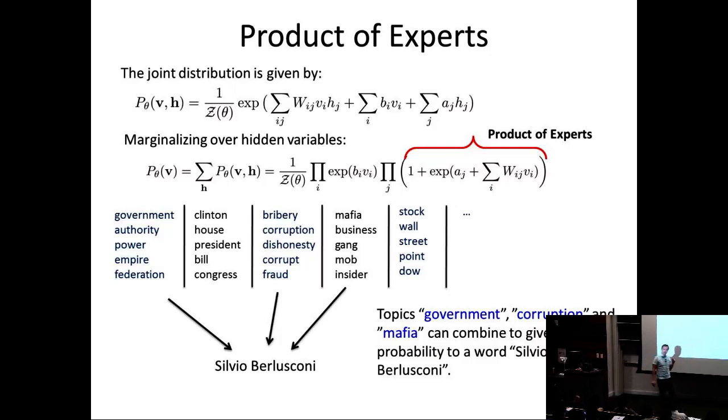So what does this really mean? Let me show you an example. Suppose that in my data, I'm discovering these 5 topics, right? These hidden units corresponding to 5 topics. If I tell you that in my document, I see topics government, corruption, and mafia, then these topics will get combined to give a high probability to the word Silvio Berlusconi.